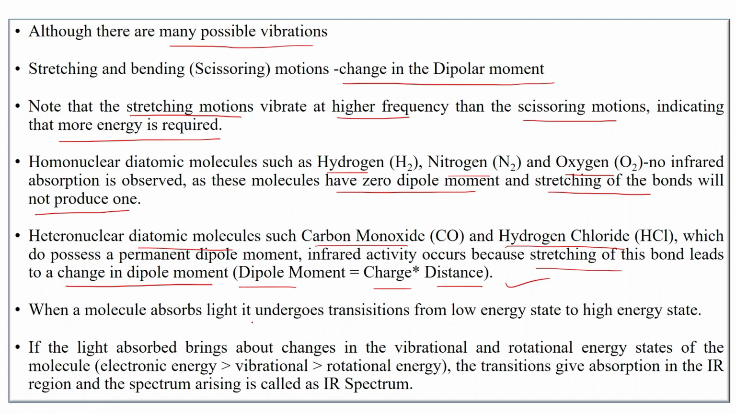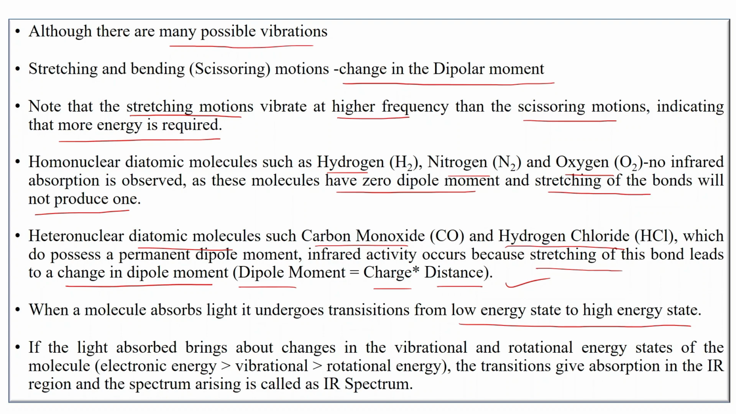So when a molecule absorbs light, it undergoes transition from a lower energy state to a higher energy state. This is the basic principle of any spectroscopic technique. In any spectroscopic technique, if a molecule or an atom is absorbing the radiation, then there occurs a transition from the lower energy state to the higher energy state.